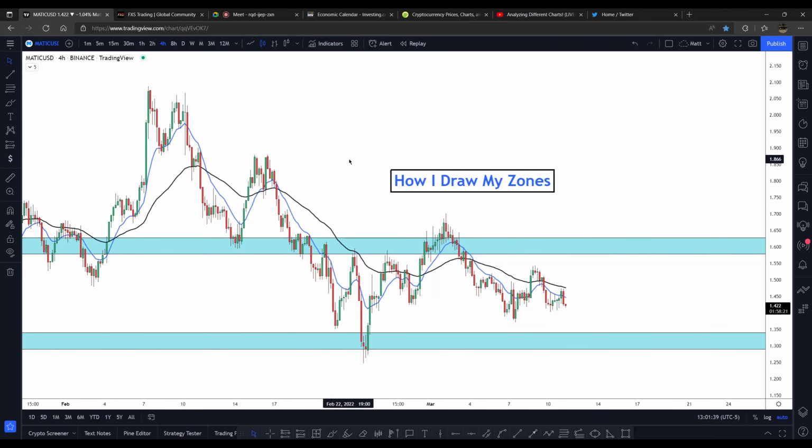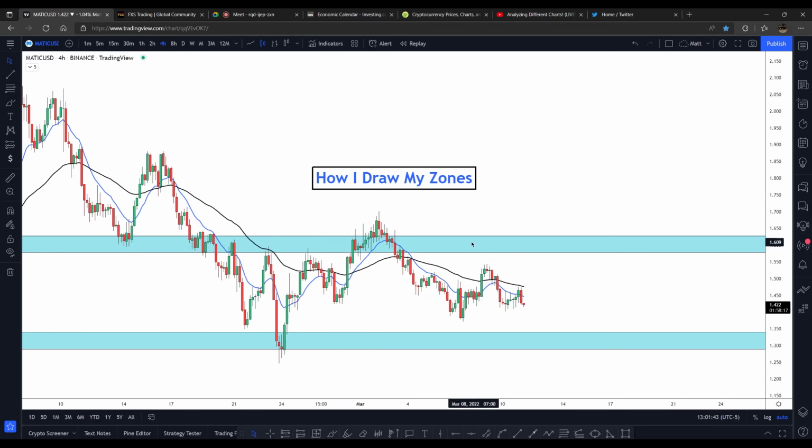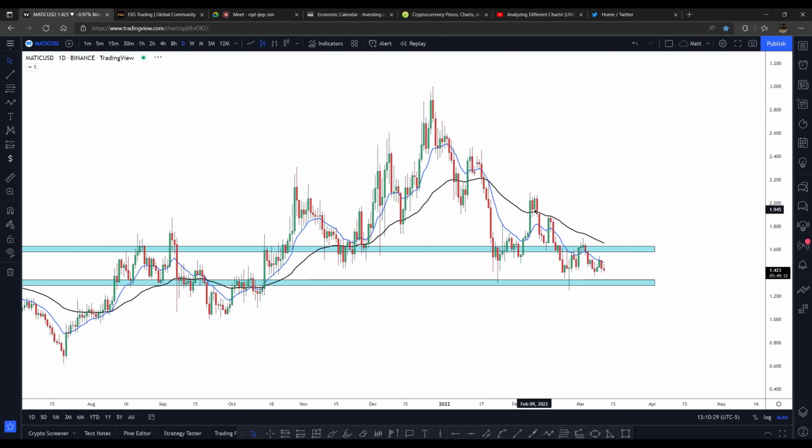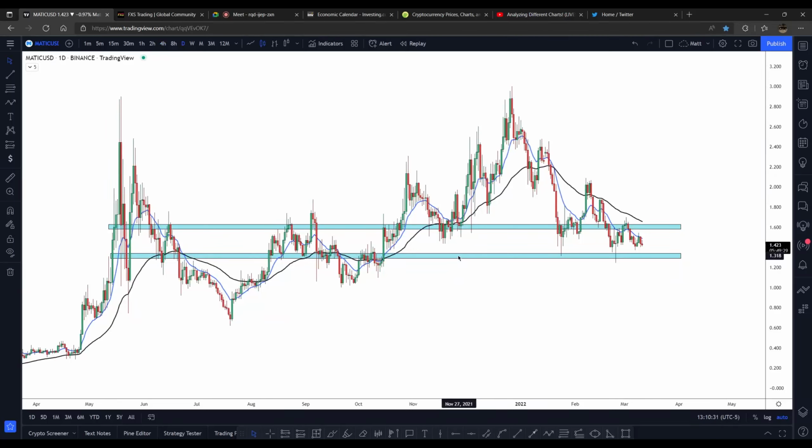So I always discuss zones, and zones go hand in hand, in my opinion, with better understanding the market structure as a trader. If we use an example over here, and I actually discussed this yesterday in my private live stream, which I have 5 times a week.